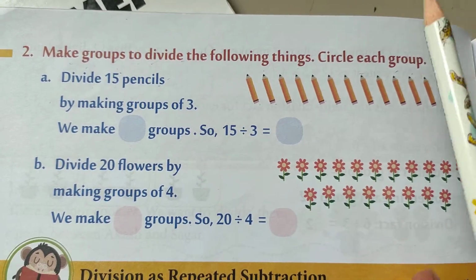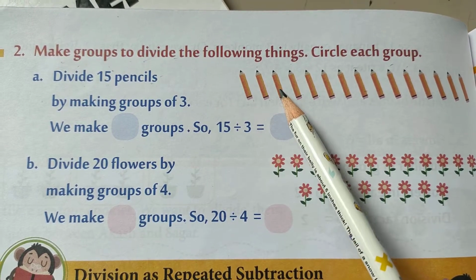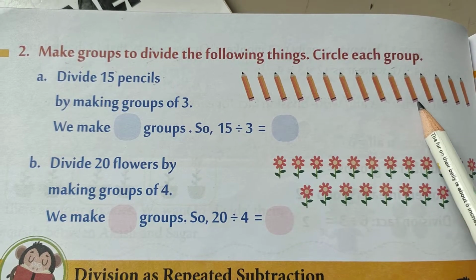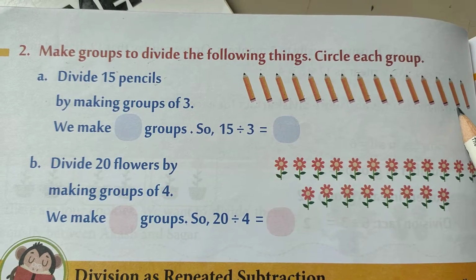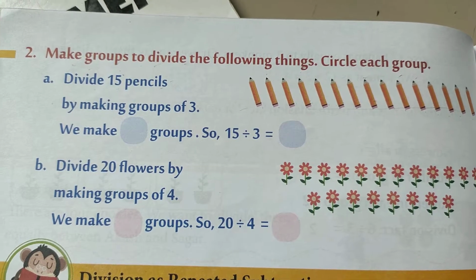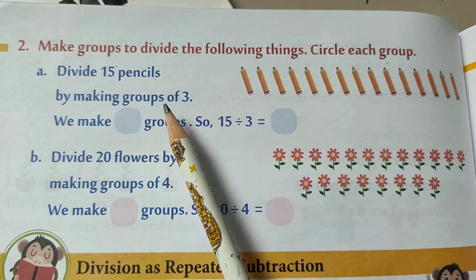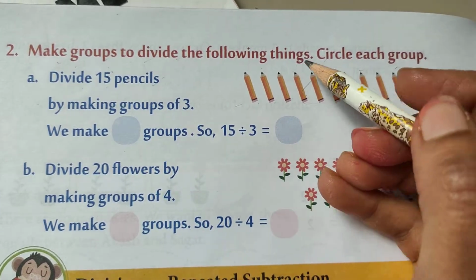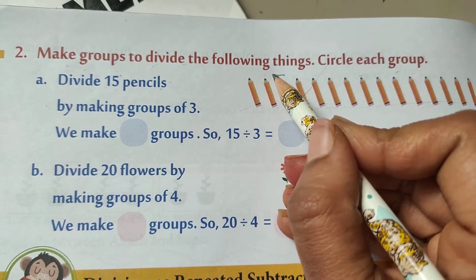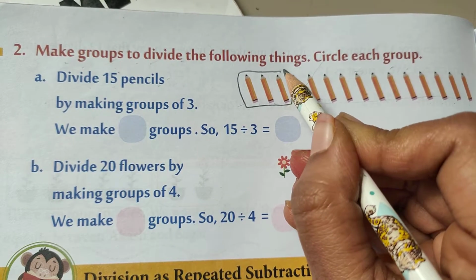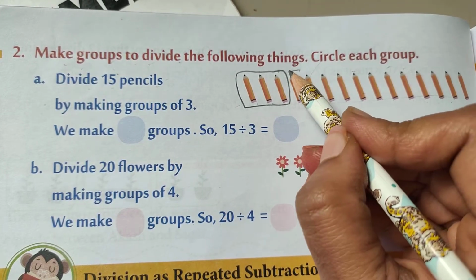First count the pencils. 1, 2, 3, 4, 5, 6, 7, 8, 9, 10, 11, 12, 13, 14, 15. So total how many pencils are there? 15 pencils are there. By making groups of 3. Okay. So in each group how many pencils should be there? 3. So after 3 pencils, make one group.